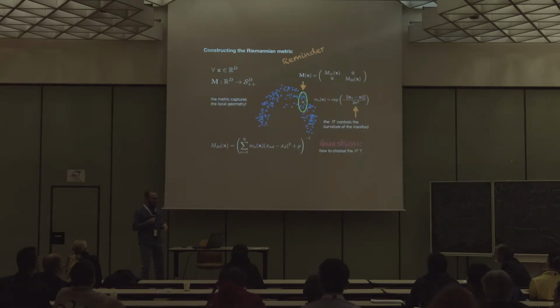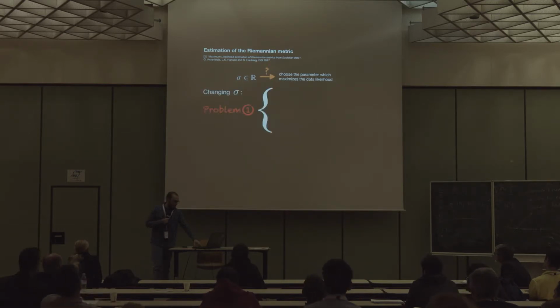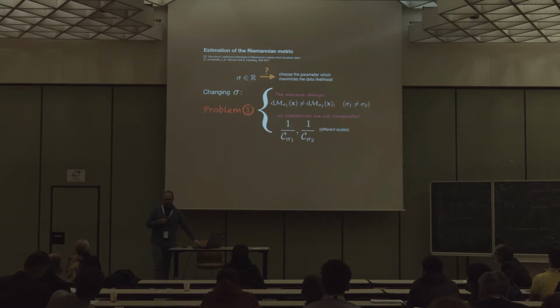What I haven't said yet is how to estimate this parameter sigma, which is important for our case because it controls the curvature of the manifold. Somebody can say, okay, this is a one-dimensional parameter, so why can't you take the one which maximizes the data likelihood? Yes, it's true, but we have 2 problems if we change the sigma. The first problem is that if we change the sigma, basically we change the measure of our space, which means that consequently the likelihoods are not going to be comparable anymore because the normalization constants will now have different scales. This is one problem.